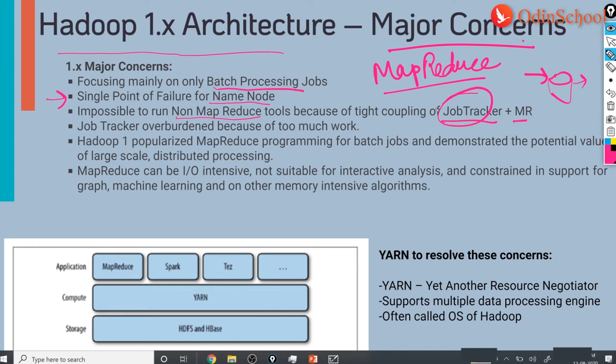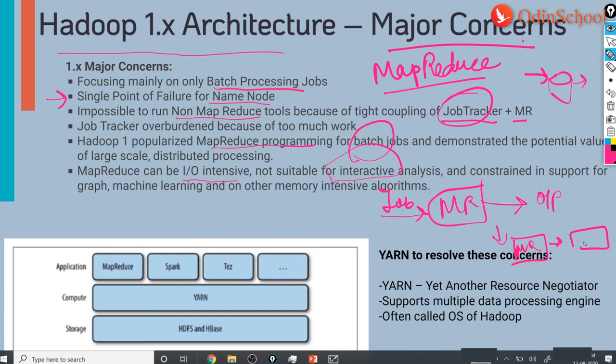So Hadoop 1 actually popularized MapReduce programming only for batch jobs and demonstrated the potential value of large-scale distributed processing. But if you see MapReduce, it is very much input-output intensive. It is not suitable for interactive analysis because here you are submitting a job to the MR engine. After some point of time, you are getting the output. And then again, if you want to do something, you again need to submit that output to the MR engine and it has to again give you another output, right?